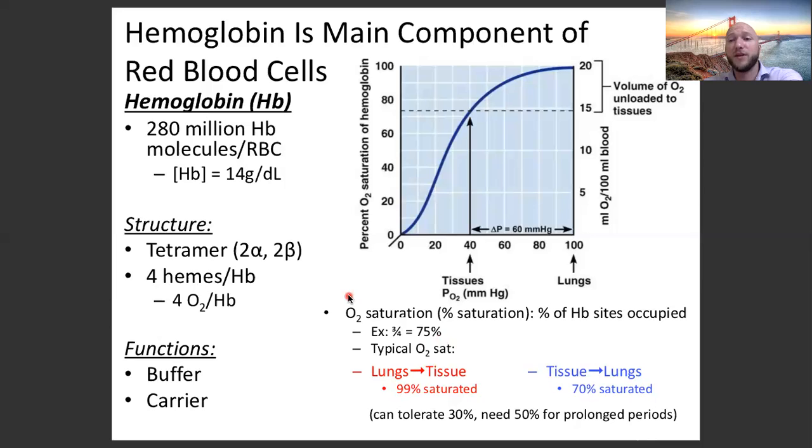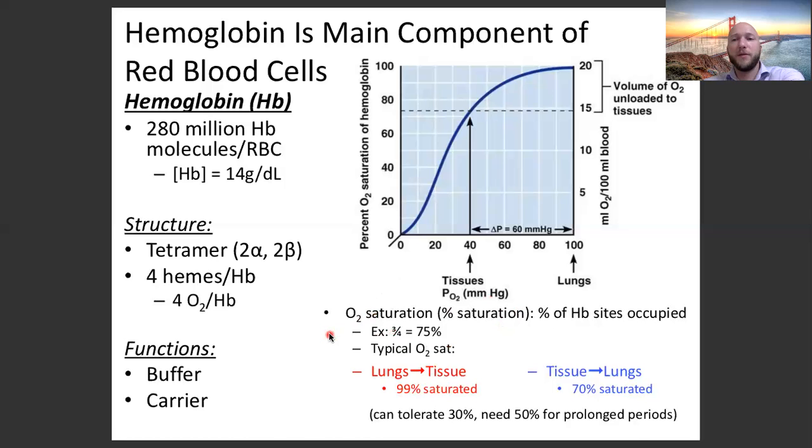Now, there's not just one hemoglobin molecule in our bodies. And so in a clinical setting, we're not talking about one hemoglobin molecule. We're talking about millions, hundreds of millions, 280 million per red blood cell. So we're talking about very large numbers. What percentage of those possible binding sites have oxygen bound to them?